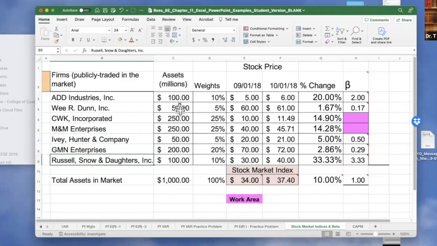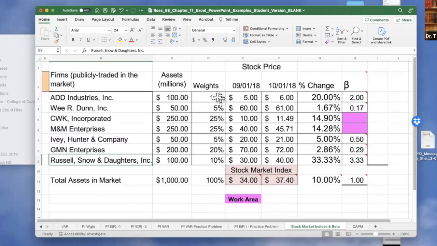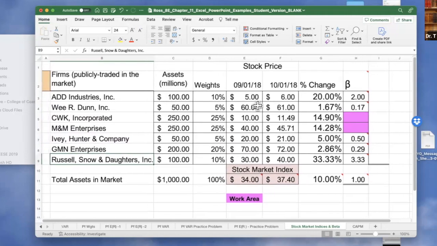I put the total asset value of those companies. That determines their weight in the index. And then I've given you the stock price for that fictitious company on September 1, 2018. And I've given you the stock price for that fictitious company on October 1st, 2018. So in that way, we see a change in stock price, and you see how that's going to impact this stock market index for this little make-believe universe of companies.